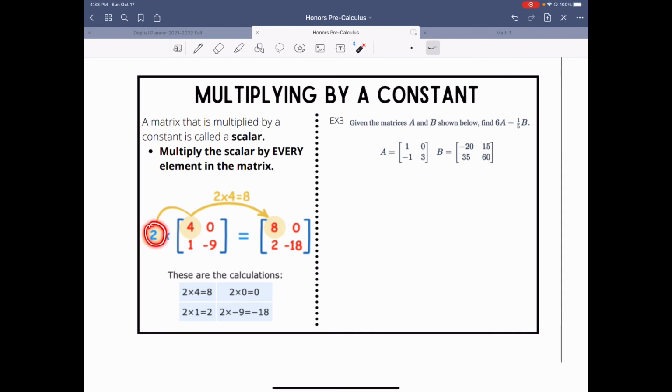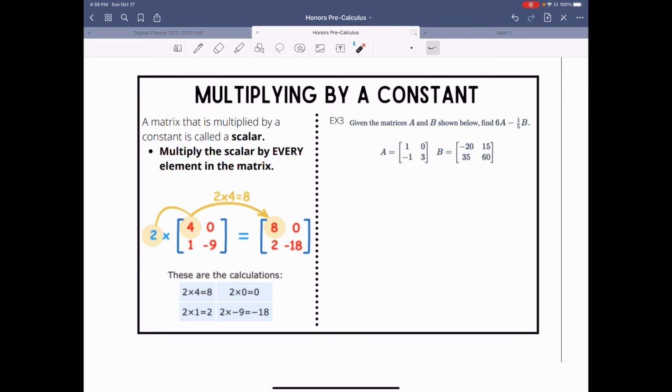So 2 times this whole thing, we're going to do it for each individual piece. So 2 times 4 gives me 8. 2 times 0 gives me 0. 2 times 1 gives me 2. And then 2 times negative 9 gives me negative 18. Now, again, basic multiplication is just basically like distributing. You're distributing the 2 to the entire matrix.